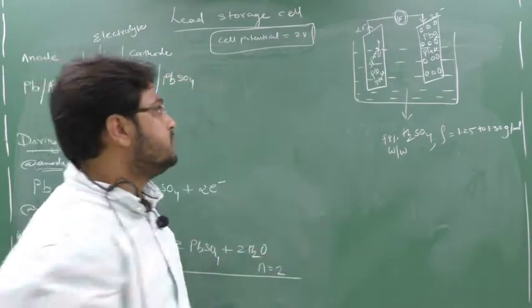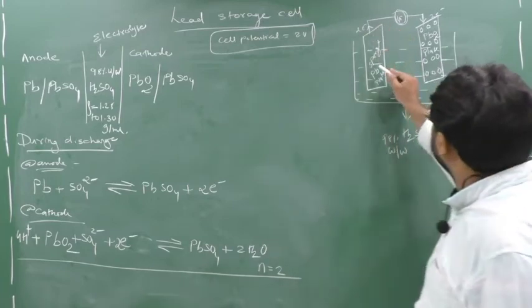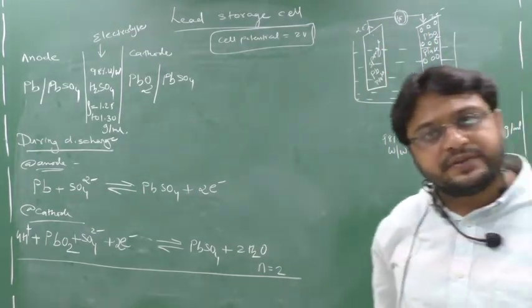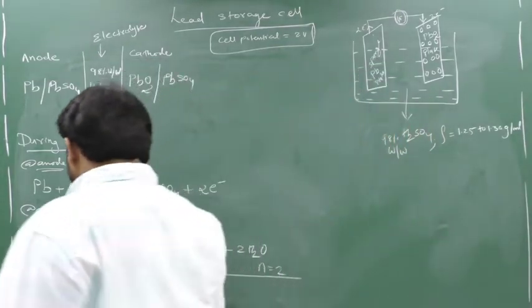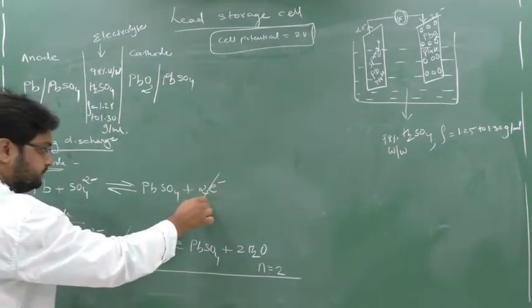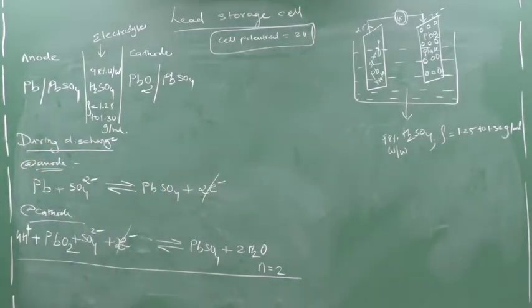So this will glow because when there is a transfer of electrons from anode to cathode, there will be a free flow of electrons, and free flow of electrons itself is electricity. Clear? So we write the net reaction. See here, these 2 electrons get cancelled. Clear this part?